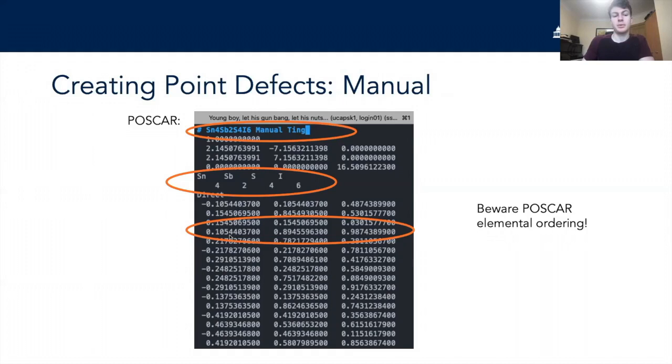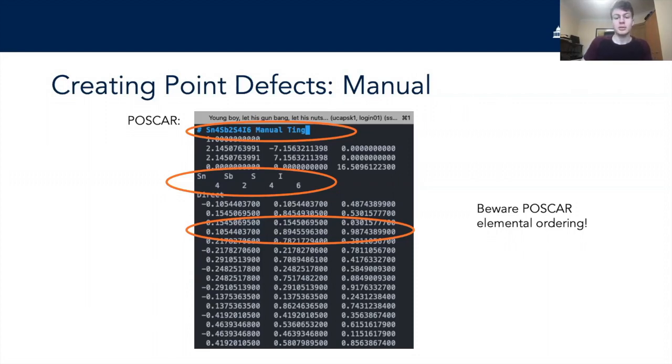You literally just have to remove the line that has the coordinates of the atom site at which you're creating a vacancy. For something like a substitution, it means moving the coordinates so that the position corresponds now to an atom of a different element. Or for an interstitial, it would mean adding a line with the coordinates of the interstitial.